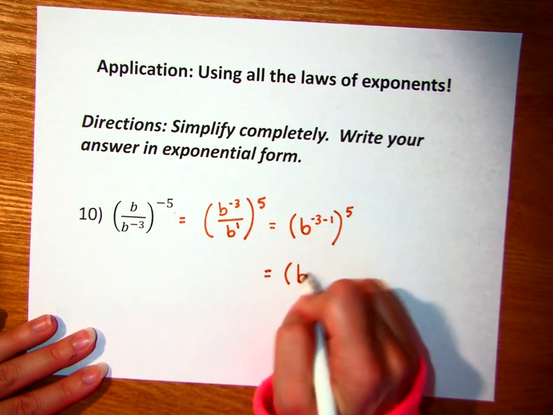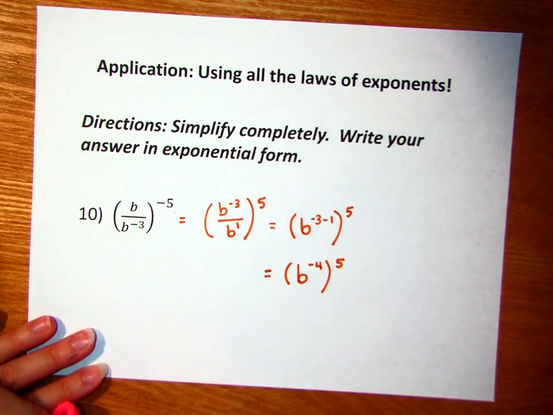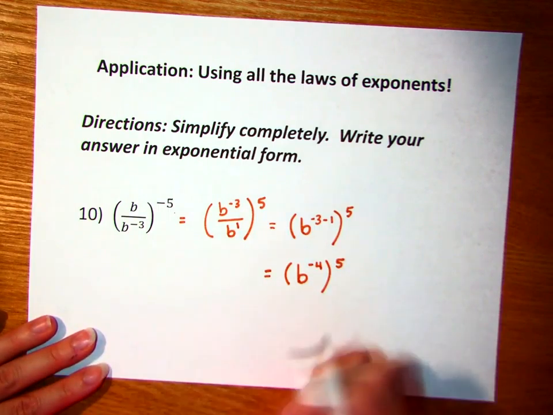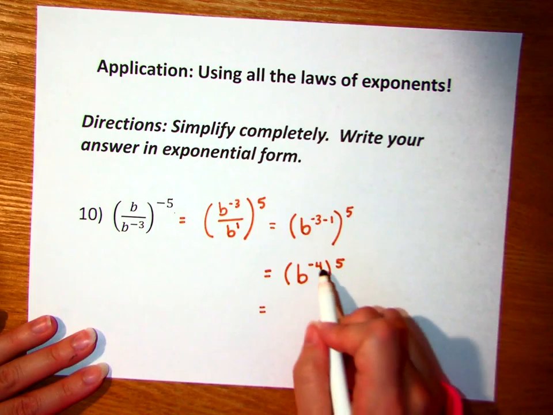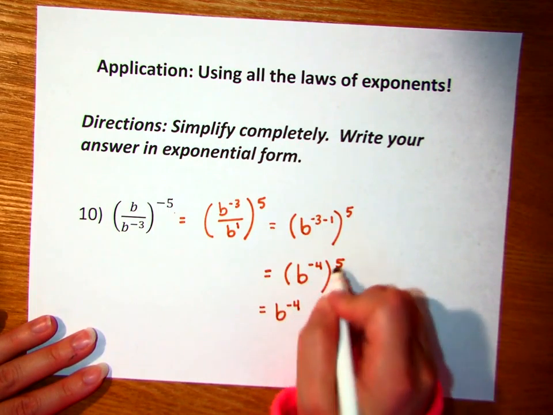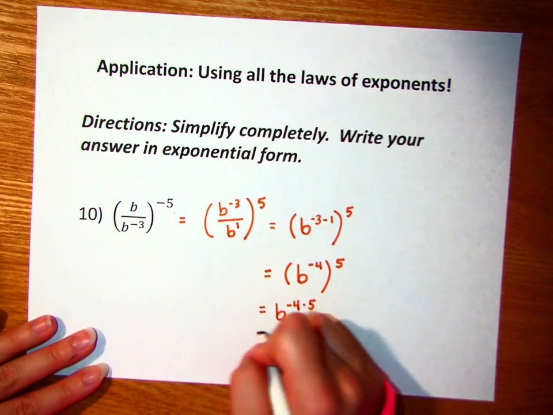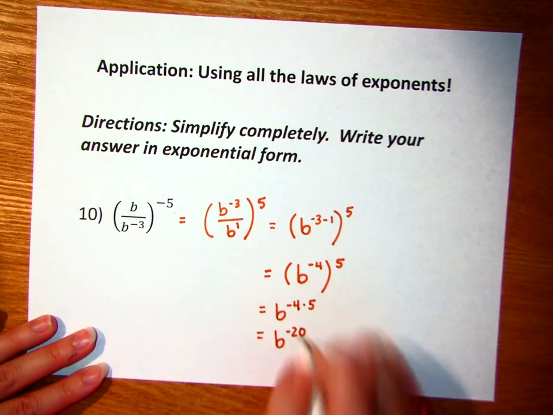So I have b to the negative 4th power, raised to the 5th power. I'm going to go ahead and distribute that 5 now. So this is like saying a power to a power. It's like negative 4 raised to the 5th power, which means we multiply our exponents. That's going to give me b to the negative 20th power.